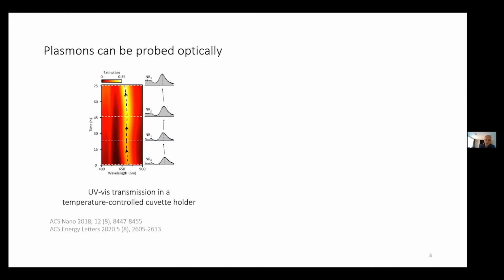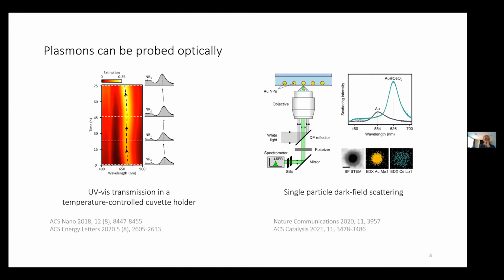And in that case, you can still choose to measure the optical properties of your catalyst, for example, using dark field spectroscopy.